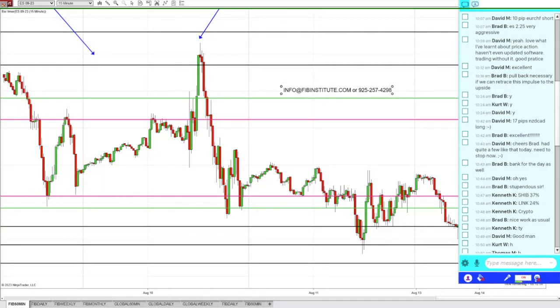This is a recap of Monday morning with my students and with Alpha Fibonacci system and software in front of you. So when I logged into the trading room this morning, David reported 10 pips on Euro CHF short. This is absolutely David's preference of what David is trading. Brett is trading an entirely different instrument, 2.25 points, very aggressive. Let's take a look at that trade.